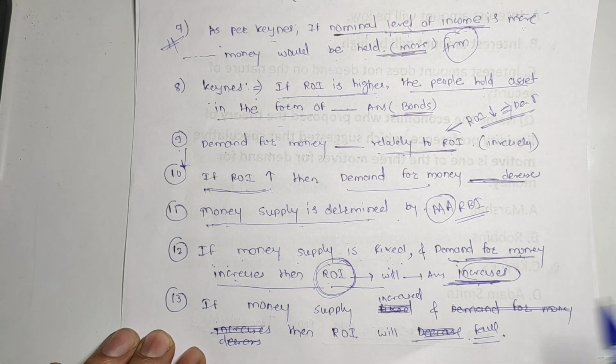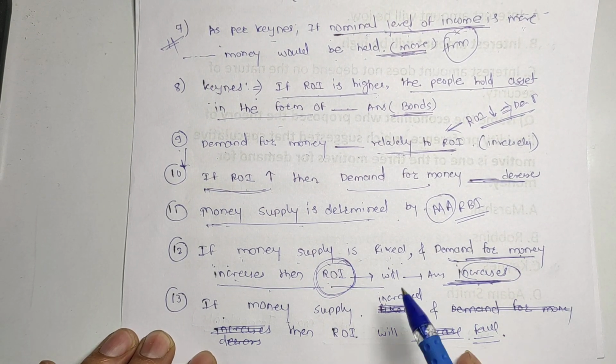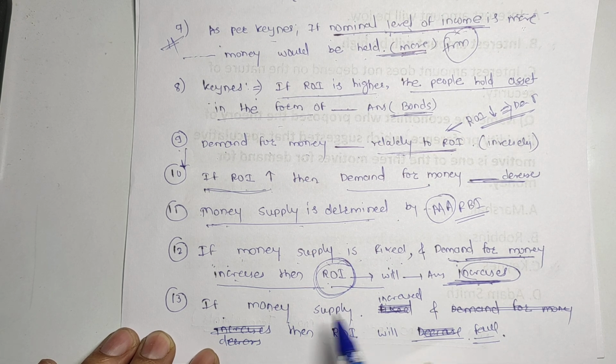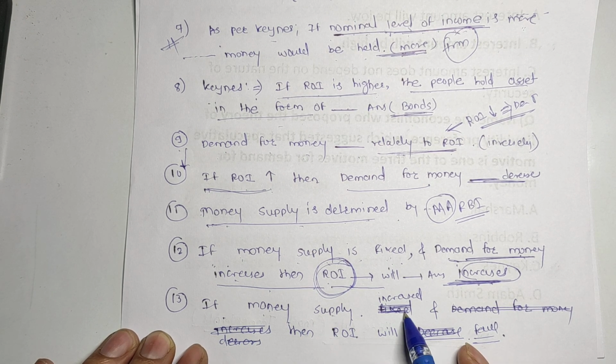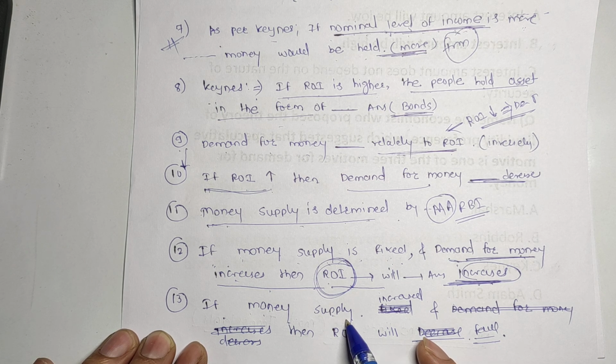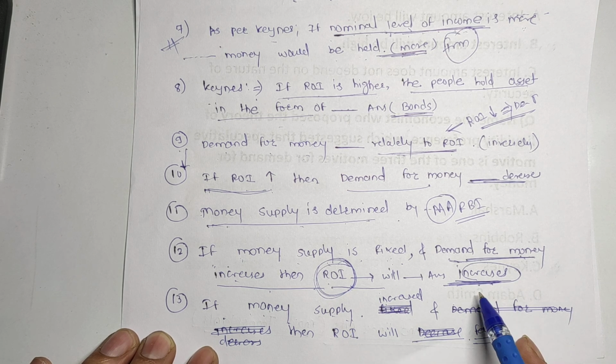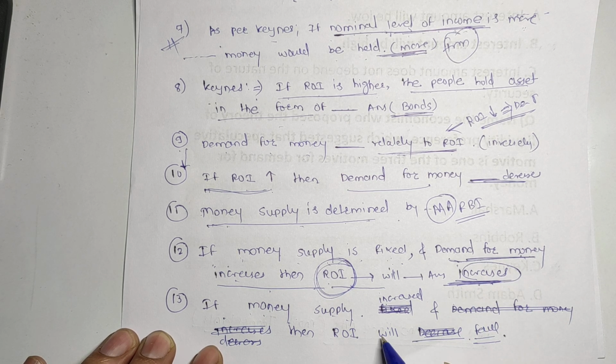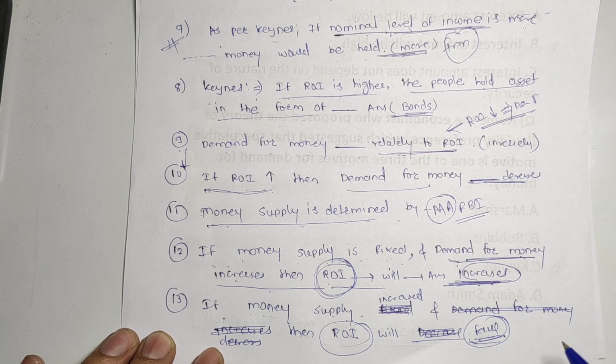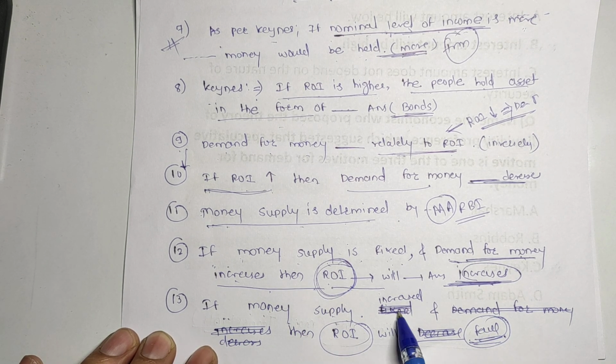Another thing, if the money supply increases, if RBI increases money supply, how can RBI increase the money supply? By giving loans or money to the banks at a cheaper rate, then automatically it will reflect to the bank customer, who will be provided the loans at a lower rate of interest, then definitely the rate of interest will fall. That means if the money supply is increased, then rate of interest will fall.